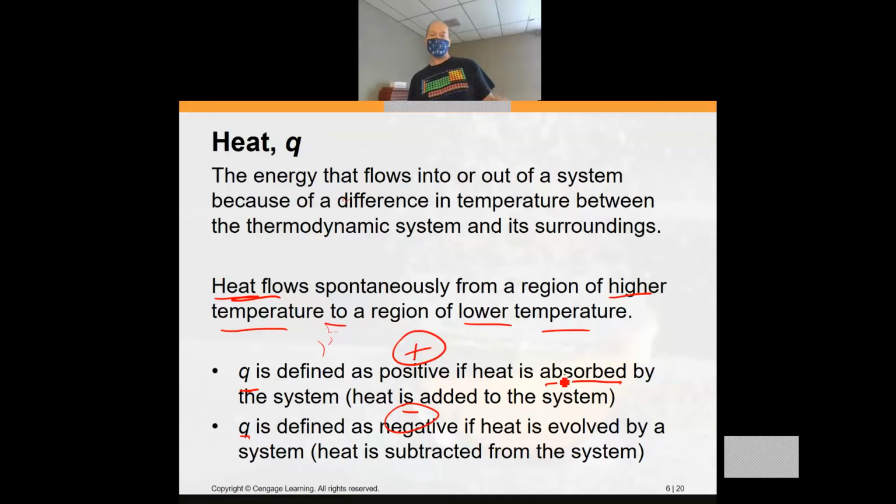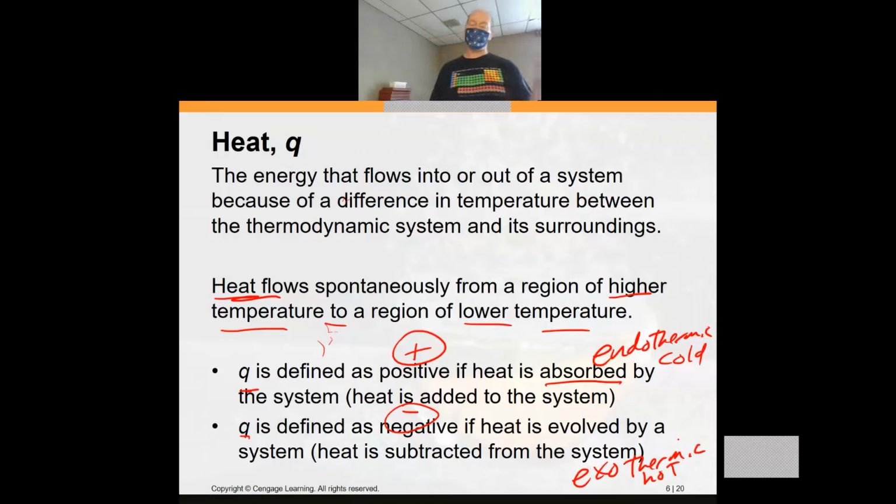So when we're talking about a reaction, this would be called endothermic, and this one would be called exothermic. Endothermics get cold. Exothermics get hot. So you can tell if it is endothermic just by touching the flask. If it's cold, it's endothermic, heat is absorbed. If it is hot, it is exothermic, heat is evolved or released.